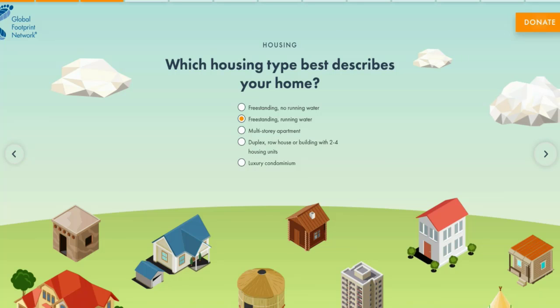The next topic that we cover is housing. So we have a number of different options here. So the difference between the top two is obviously whether you have running water or no running water. So this is asking us effectively about plumbing. So obviously you have to produce the pipes, so on and so forth, and you have to also maintain this, and you then have access to a resource, namely water. Then the next questions about apartments, duplex, luxury condominium is more asking us about the physical space that we occupy on the ground.